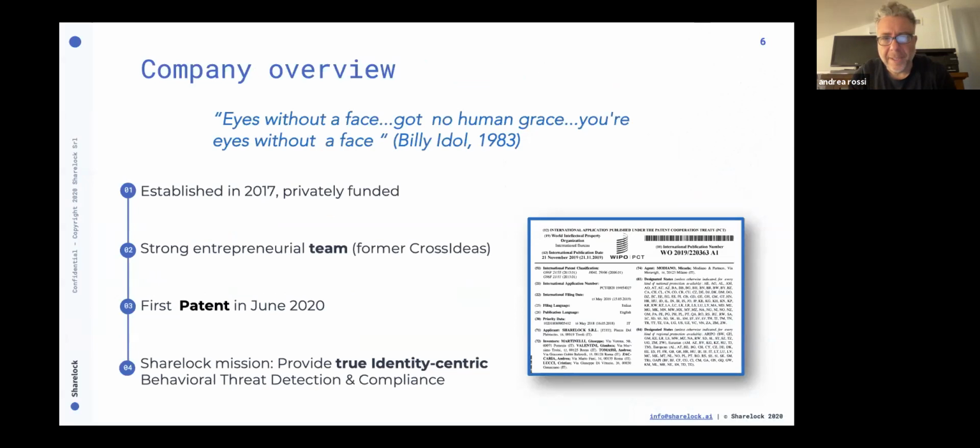Quick company overview. We've been established in 2017, and at least 80% of the team comes from Cross Ideas, a former IGA vendor which has been acquired by IBM in 2014. The company took its time to really innovate and disrupt this market of behavioral analytics. And I think one important validation is the ability of the company to obtain a patent, which was granted in June this year. So our mission is really to provide true, and I sort of amplify that, true identity-centric behavioral threat detection and compliance. And we'll try to be specific, showing you the product demo as well, so our interpretation of it.